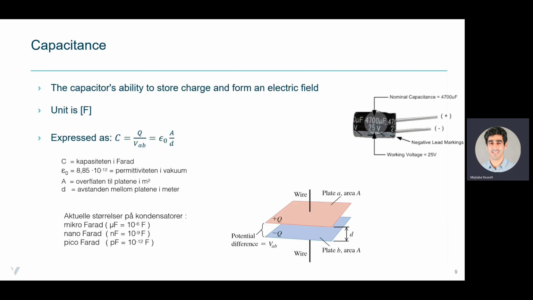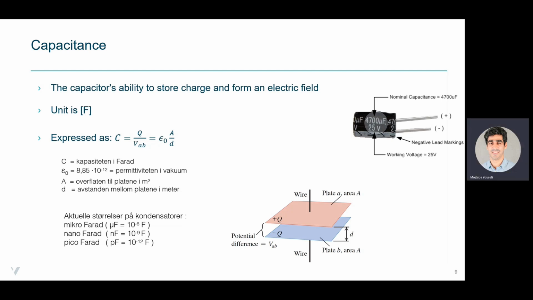One of the most important parameters of a capacitor is capacitance. Capacitance is the capacitor's ability to store charge and form an electric field. It's a metric that shows how much energy we can store in a capacitor. Here you can see this information on a real capacitor. The unit is farad and it is expressed by the ratio between the charge over the voltage across the capacitor's plates.